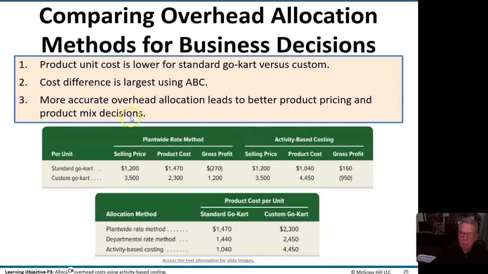Now, comparing these methods for business decisions. Number one, the product cost is lower for the standard go-kart versus custom. Two, the cost difference is the largest using ABC. And number three, more accurate overhead allocation leads to better product pricing and product mix decisions.